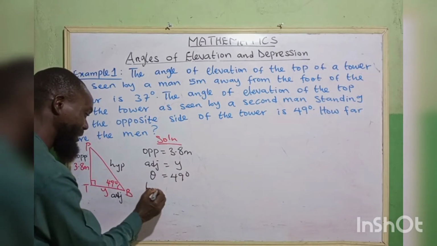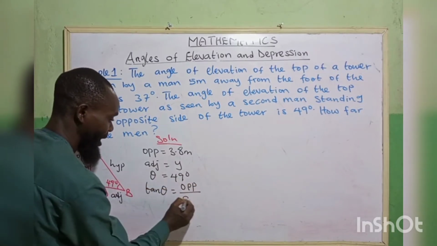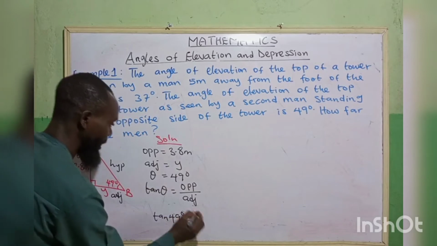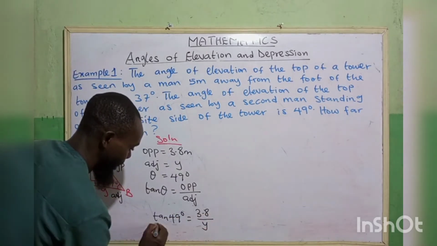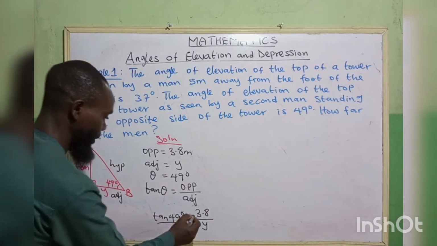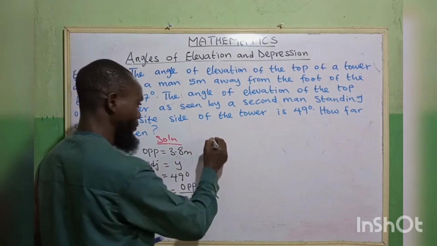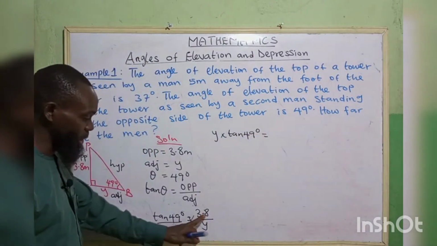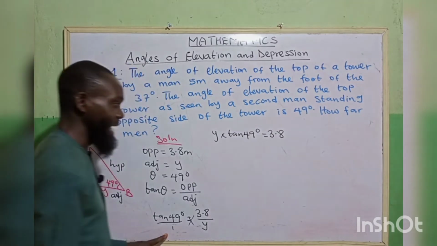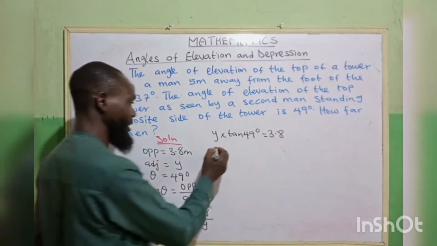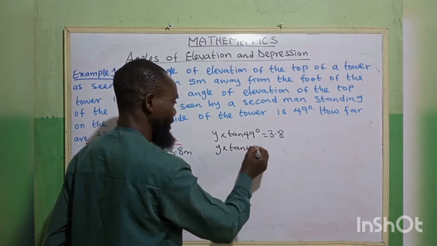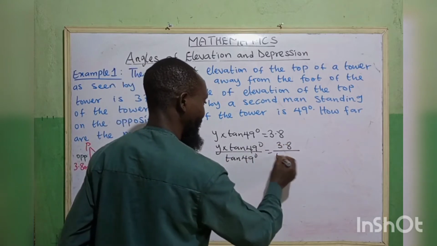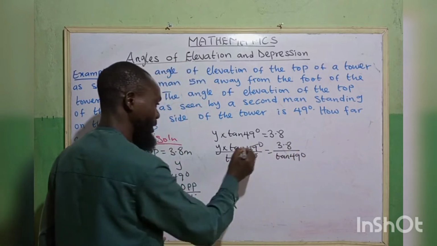So here, tan theta equals opposite over adjacent. So tan 49 degrees equals opposite 3.8 over Y. Let us say over 1. From here, we have to cross multiply. Y multiplied by tan 49 degrees equals 3.8 times 1, 3.8. From here, I need my Y. I have to divide both sides by tan 49 degrees. So Y multiplied by tan 49 degrees divided by tan 49 degrees equals 3.8 divided by tan 49 degrees. This cancels, Y is out.